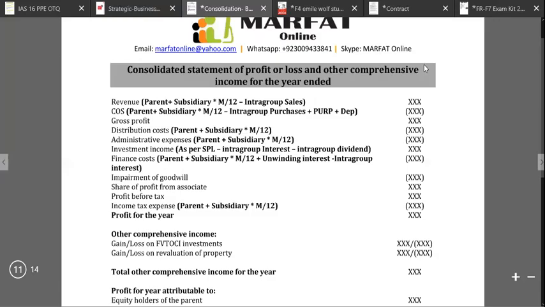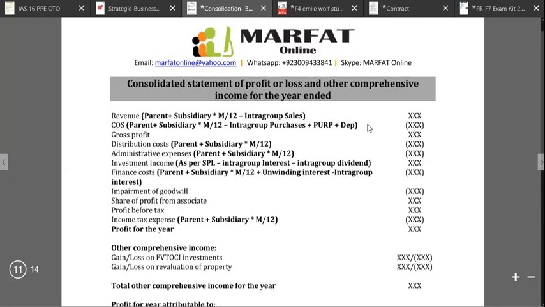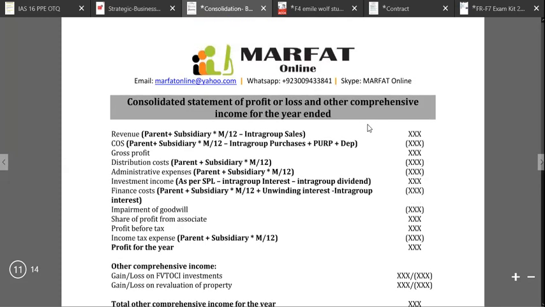All right, today we are going to do the consolidated statement of profit or loss and other comprehensive income. And this is the consolidated income statement. So, consolidated income statement. The first thing you need to know when you're preparing the income statement is the mid-year acquisition.